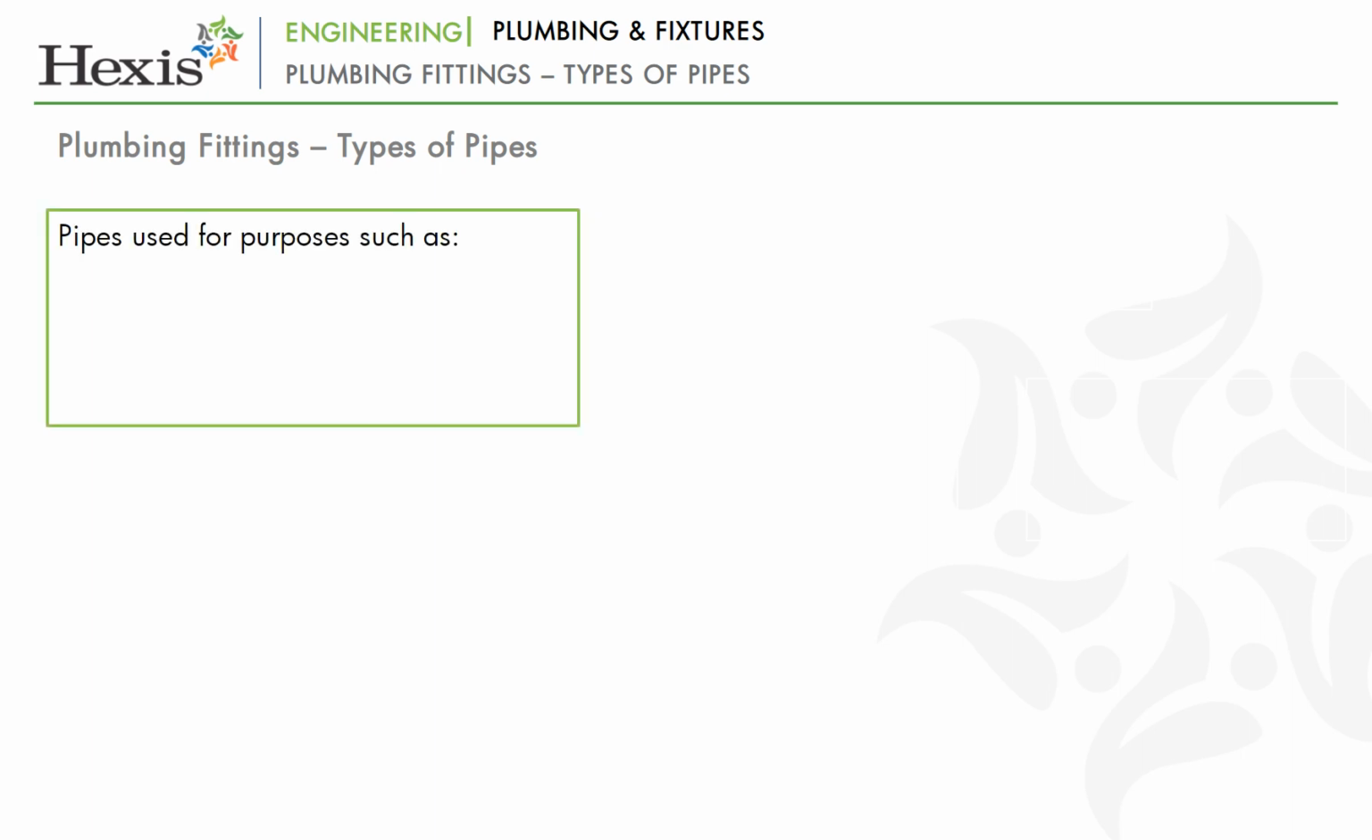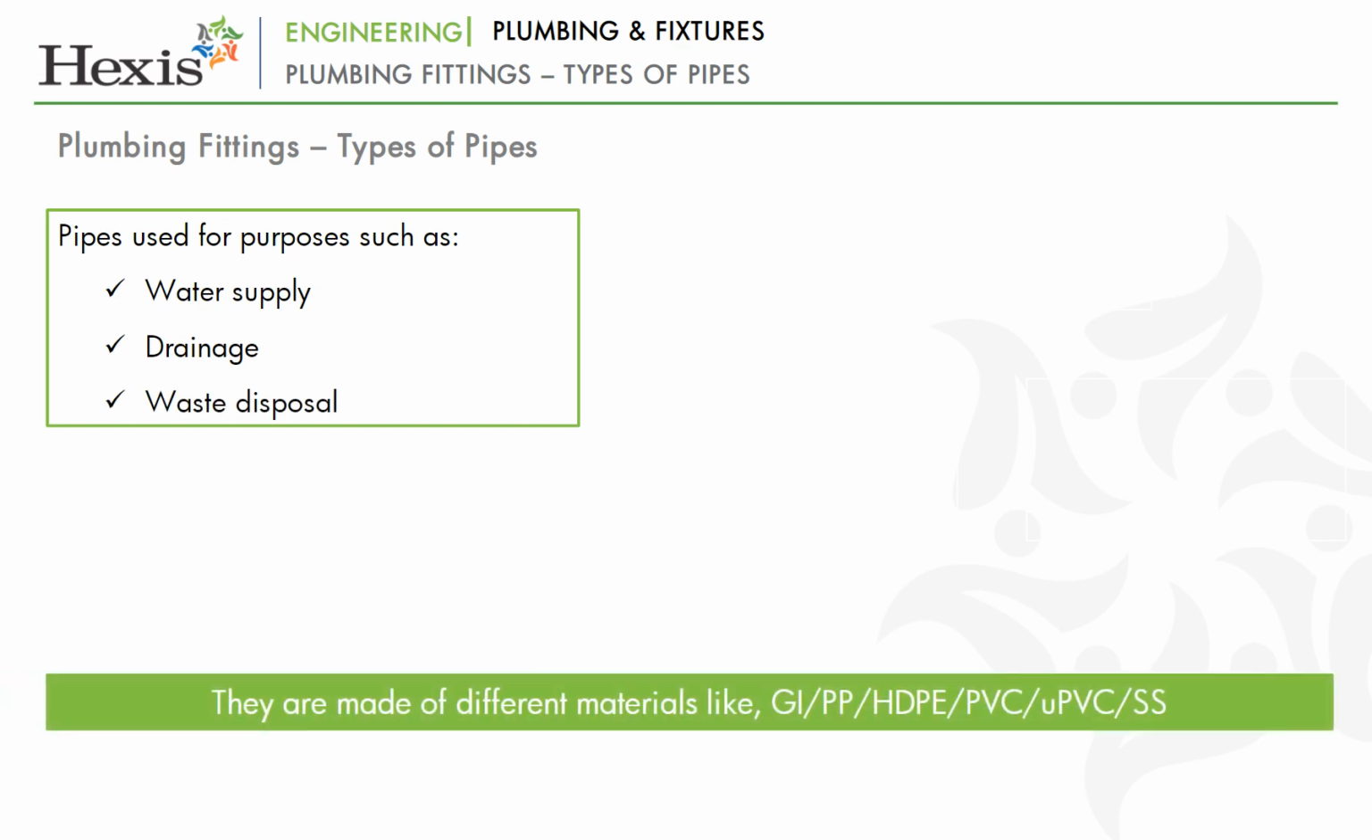Different types of pipes are used for plumbing in building construction for various purposes, such as water supply, drainage, waste disposal, and are made of different materials. For example, GI or PP or HDPE or PVC or UPVC or SS.